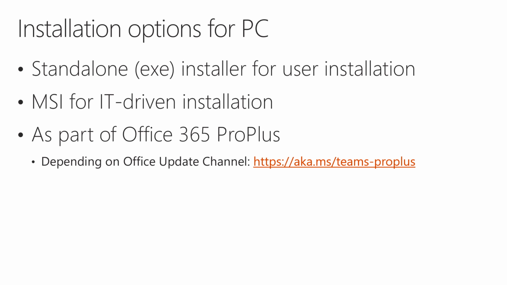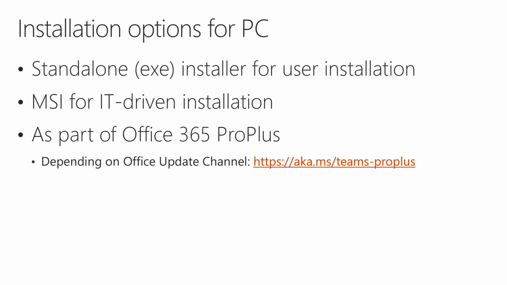So what are the installation options for the PC? First, there's a standalone exe that a user can just download from the web and install. We promote the exe also from the Teams web client. So if a user is in the Teams web client, they get a pop-up saying, hey, did you know there's also a version of the client that you can install? You can download it here. For IT-driven installation, we have an MSI available that gives you some options, and we'll cover that in the next slides.